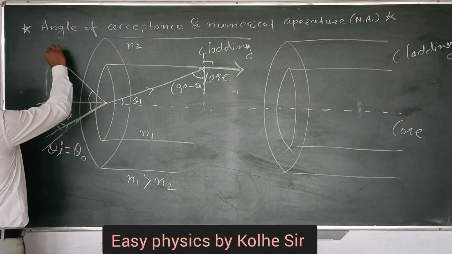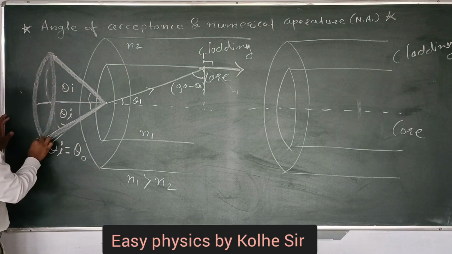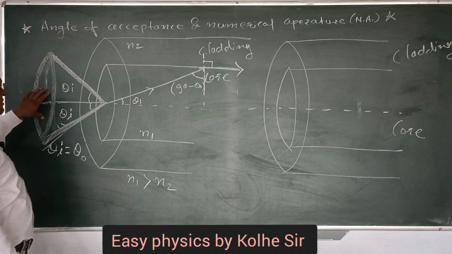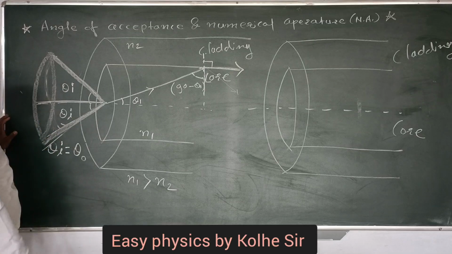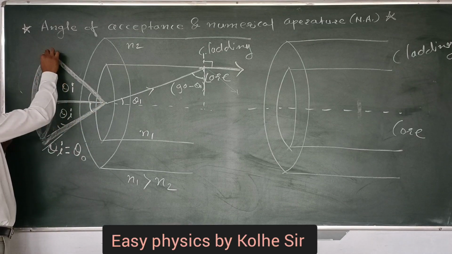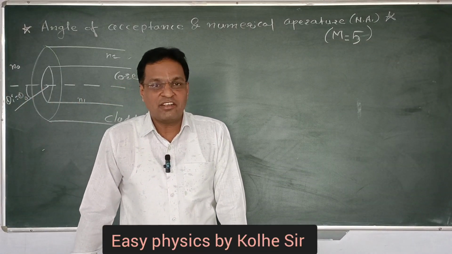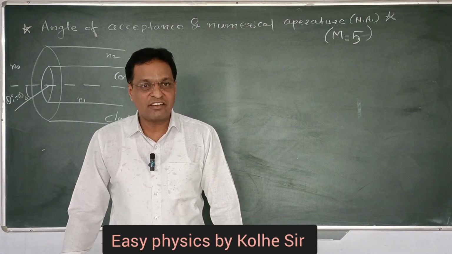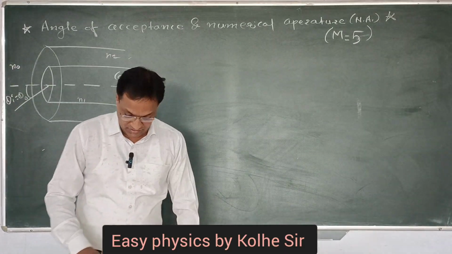Now except, ये जो कोन फॉर्म हो रहा है, ये इज एक्सेप्टेंस कोन. This is very simple concept. So this is acceptance angle. This is also acceptance angle. अगर ये ऐसा जो कोन फॉर्म हो रहा है उसको हम acceptance कोन कहते हैं. Now dear friend, we will solve the derivation related to angle of acceptance and numerical aperture.